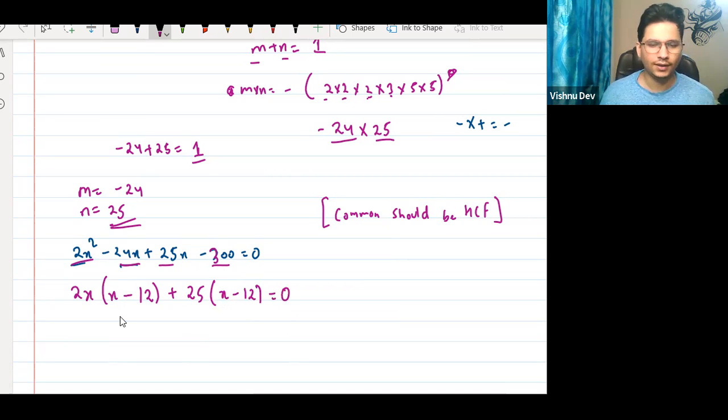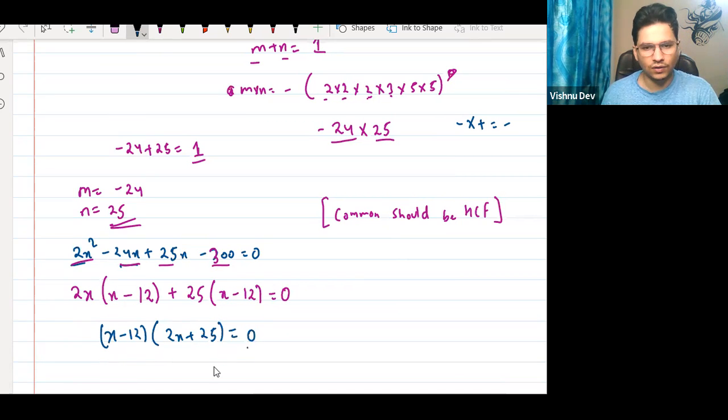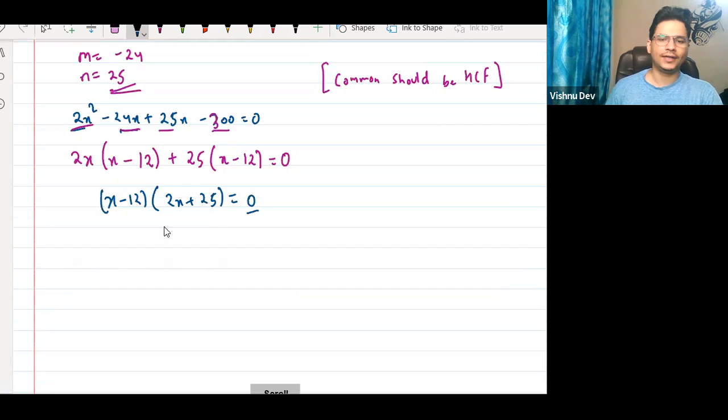Got it? Now tell me, what can be taken common from these two? Sir, x minus 12. Yeah, x minus 12. So if you take x minus 12 common, I will get what? 2x plus 25. 2x plus 25 is equal to 0.